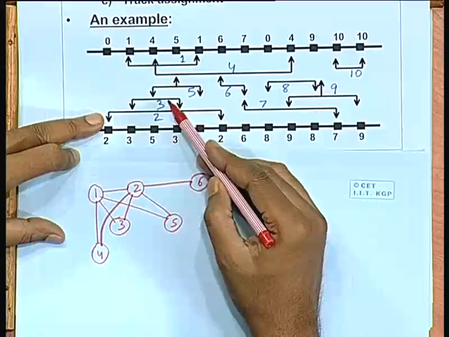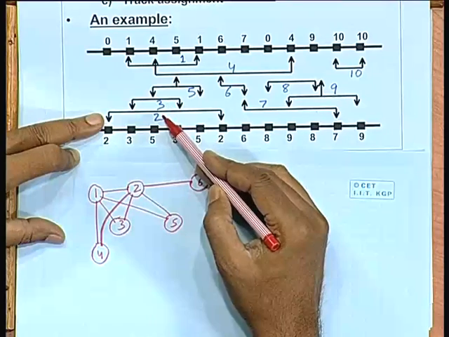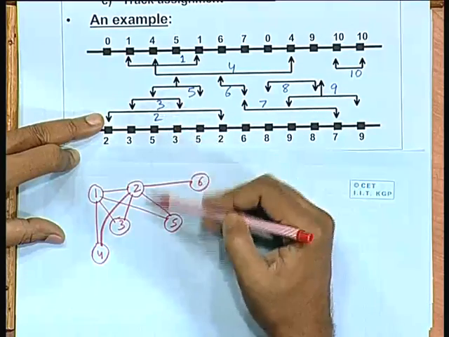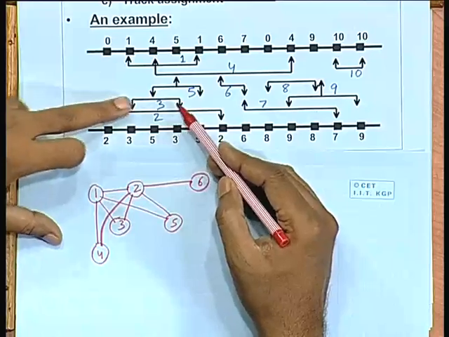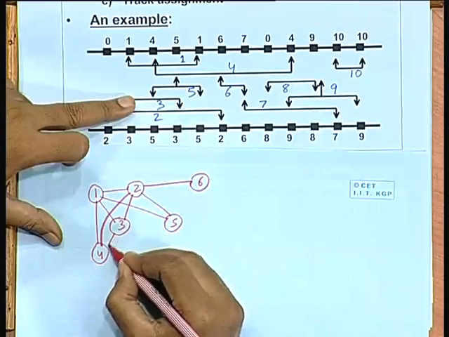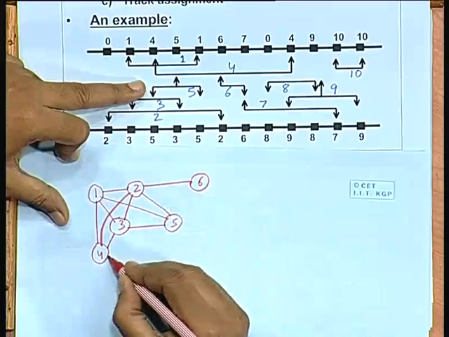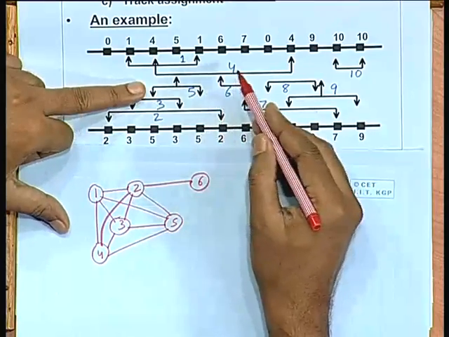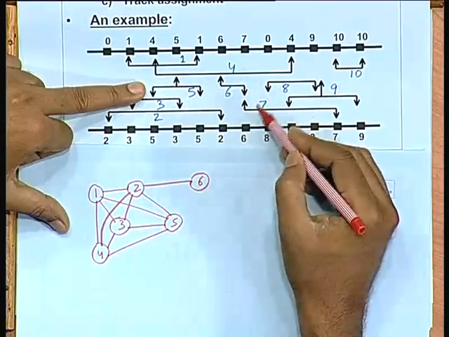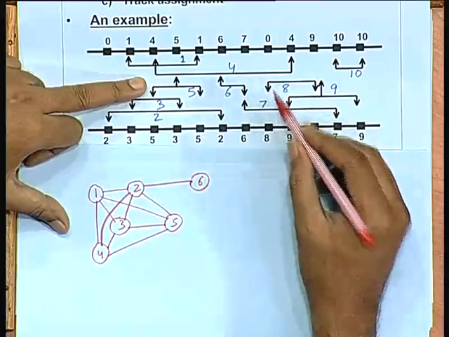Net 3 will have an edge with 2, okay, 2 you have already taken, 4 and 5, nothing else. Net 4 will have an edge with 5 and with 7, 8 and 9.